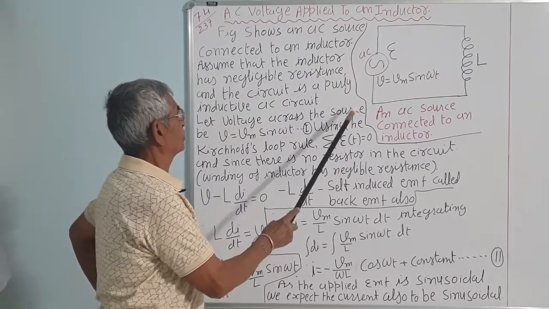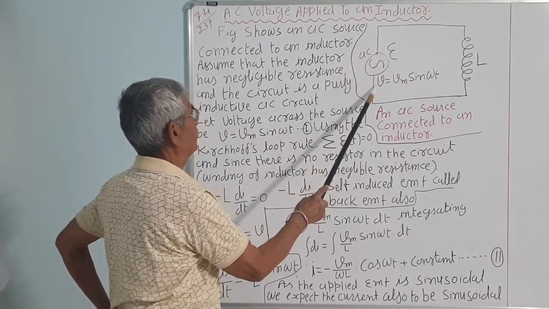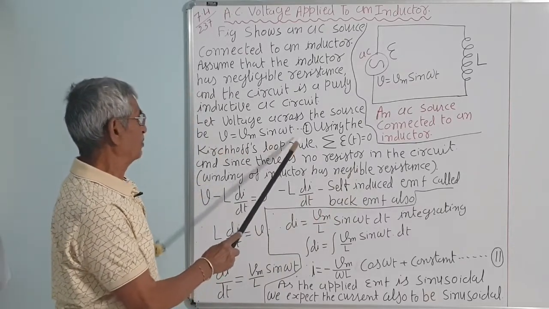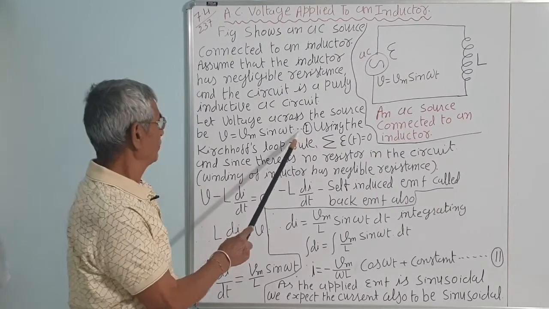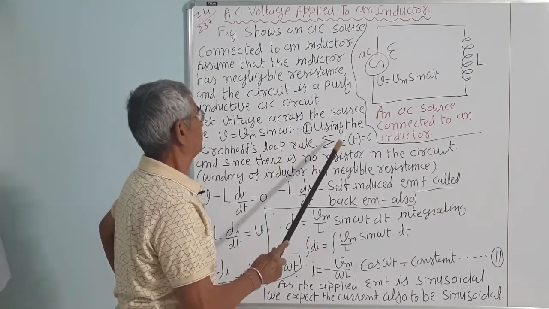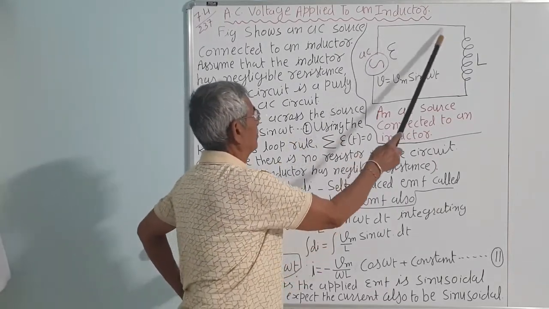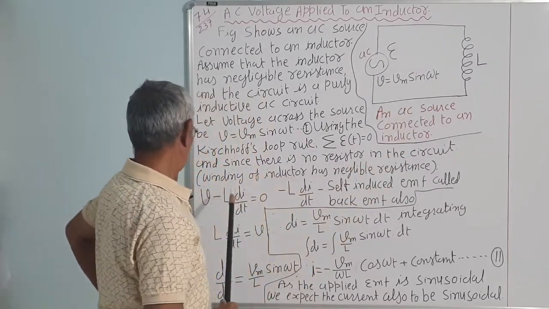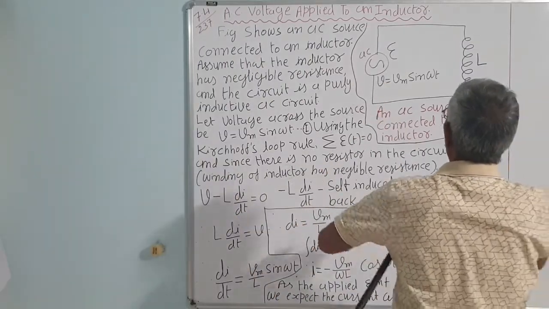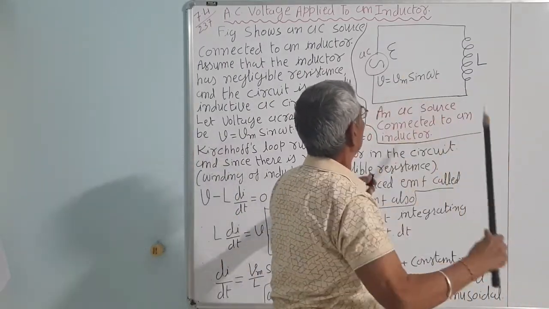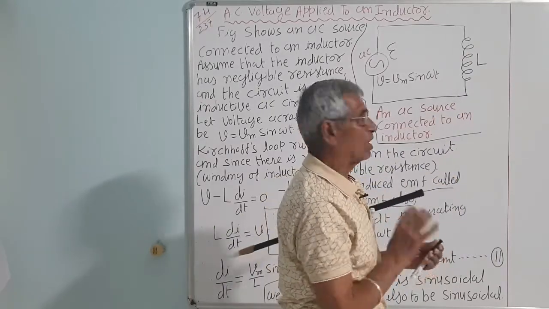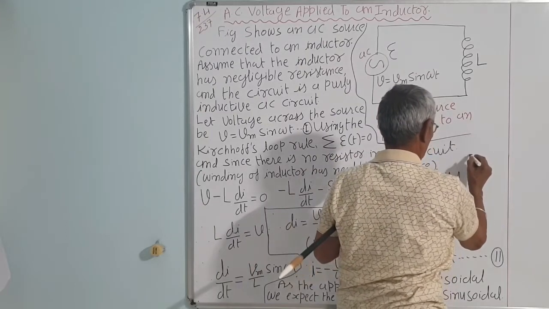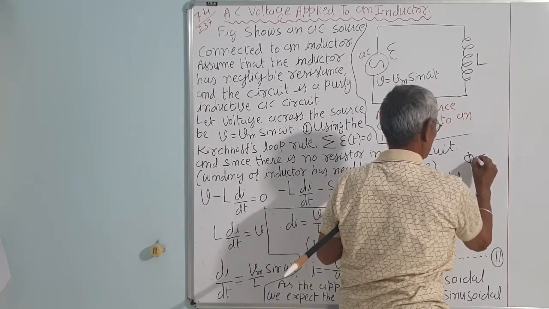Let the voltage across the AC source be V equal to Vm sin omega t. Say this is equation number 1. Using the Kirchhoff loop rule, the sum of the potential changes around a closed loop is 0. Here, when voltage is applied, the current flows through the inductor, so an induced EMF is generated according to Faraday's law. We know that phi is directly proportional to current.